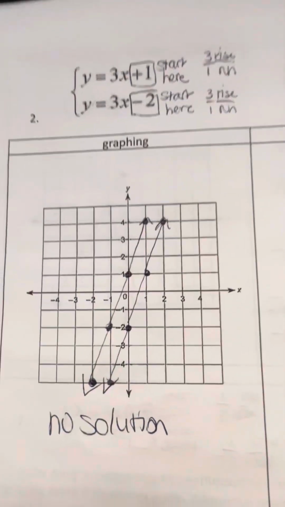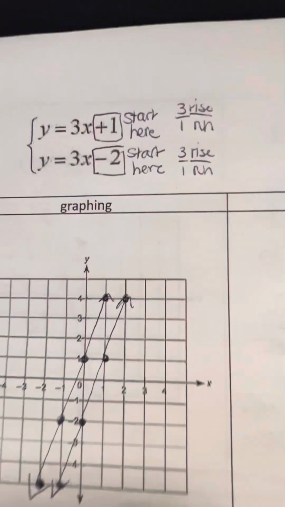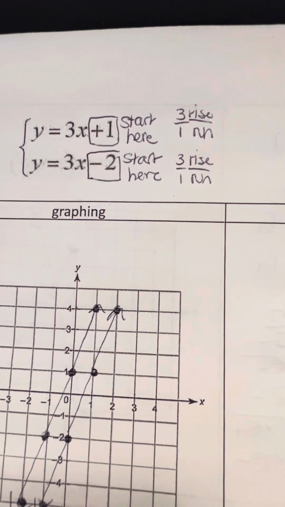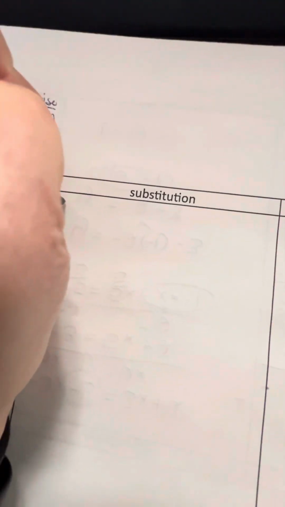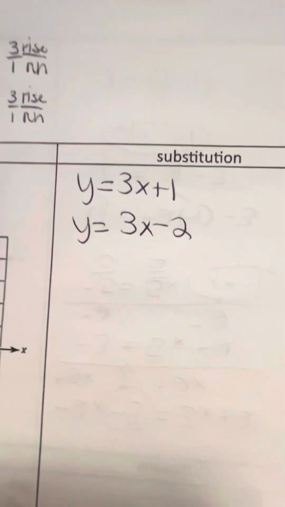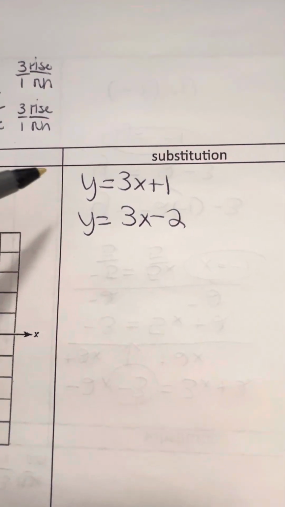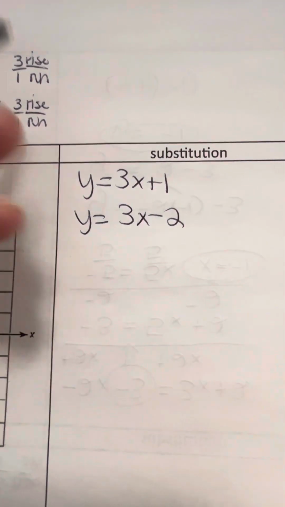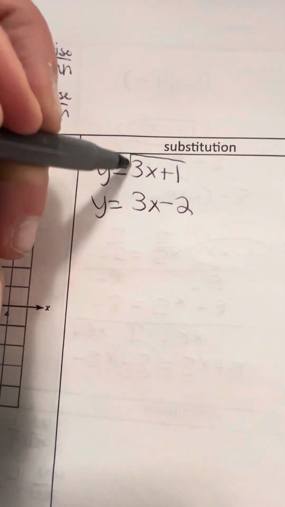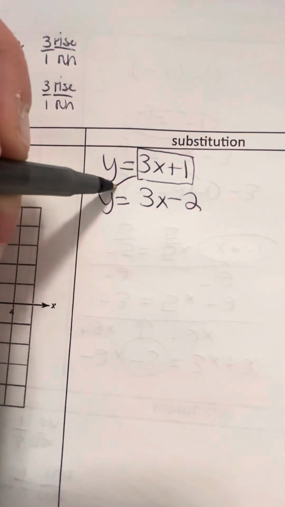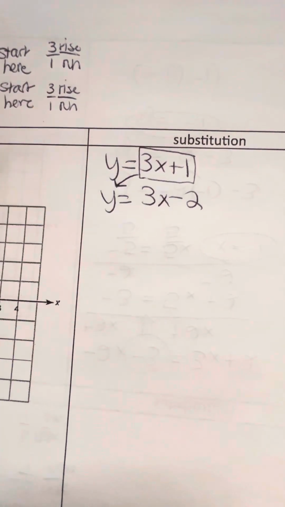So we did the graphing and we found out there were no solutions. Now I'm going to use the substitution method. We have y equals 3x plus 1, and y equals 3x minus 2. This is really easily set up for substitution because we already have a variable that's all by itself. So I can just plug in this 3x plus 1 because that's what y is, and replace it over here where y is.